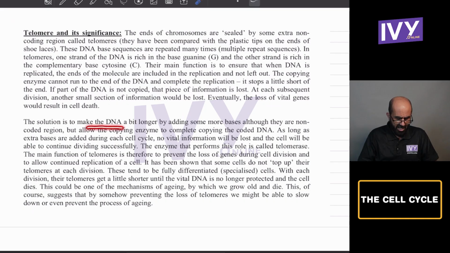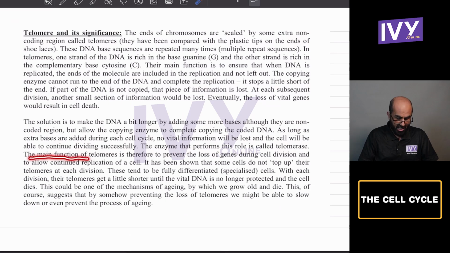The solution is to make the DNA a bit longer by adding some more bases, although they are non-coding region, just so the enzyme can reach here. But it allows the copying enzyme to complete the copying of coded DNA. As long as extra bases are added during each cell cycle, no vital information will be lost and the cell will be able to continue dividing successfully. The enzyme that performs this role is called telomerase. So telomerase plays a very important role.